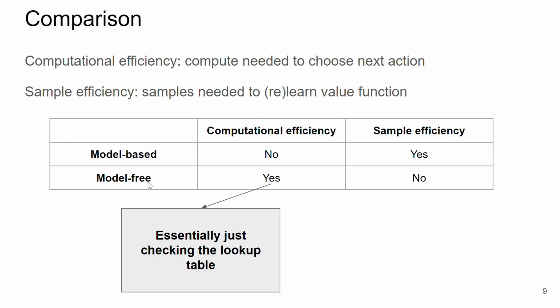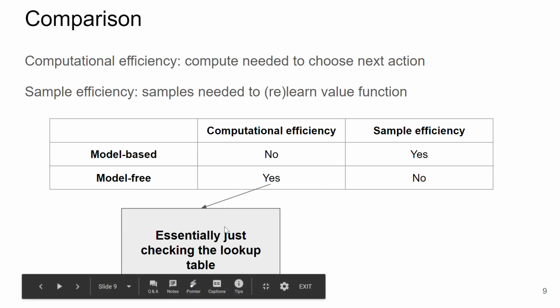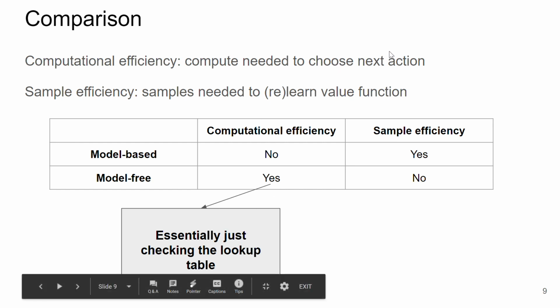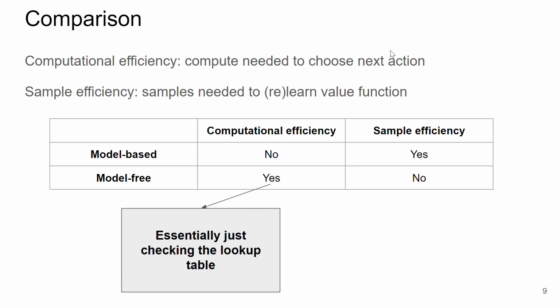So let's look at model free and let's think if it's computationally efficient or not. When we say a model free algorithm, the algorithm would have estimates of Q of S comma A. And it is quite easy to choose your next action. It's basically a lookup table. You can see whichever gives you the most value and choose that. So it is computationally efficient.